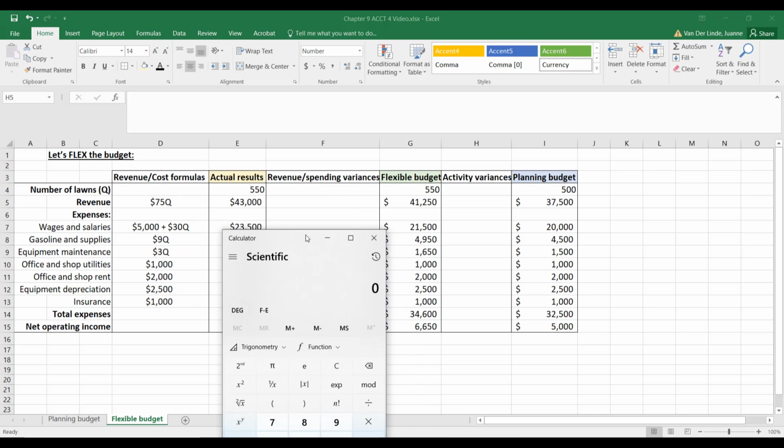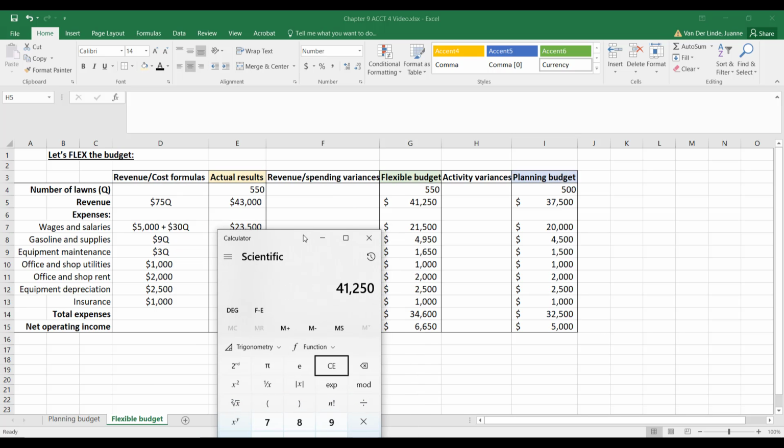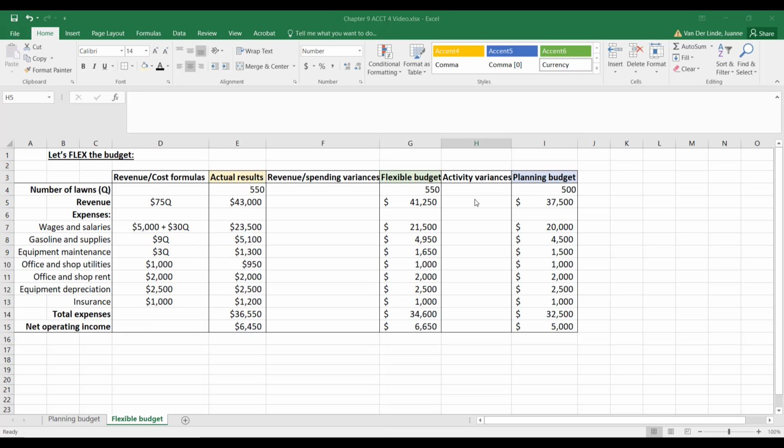All right, so for the first one, we'll just do it in the calculator here. The revenue for the flexible budget, what revenue should have been for the actual level of activity, minus what we planned for revenue to be, that's a difference of $37.50. Now, we need to label this as either favorable or unfavorable.